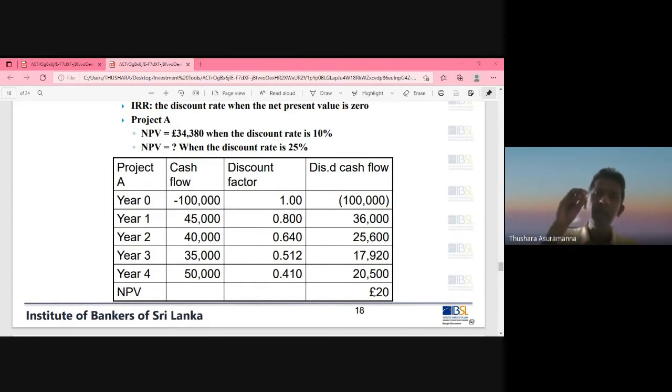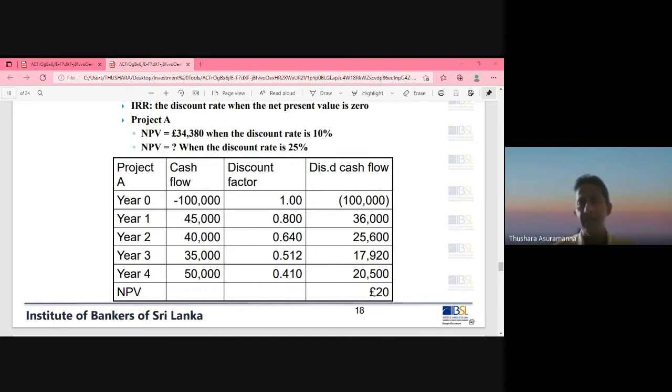Then how we are going to compute the IRR: more technically, IRR is the interest rate where NPV is 0. Now the challenge is how we are going to find NPV 0.